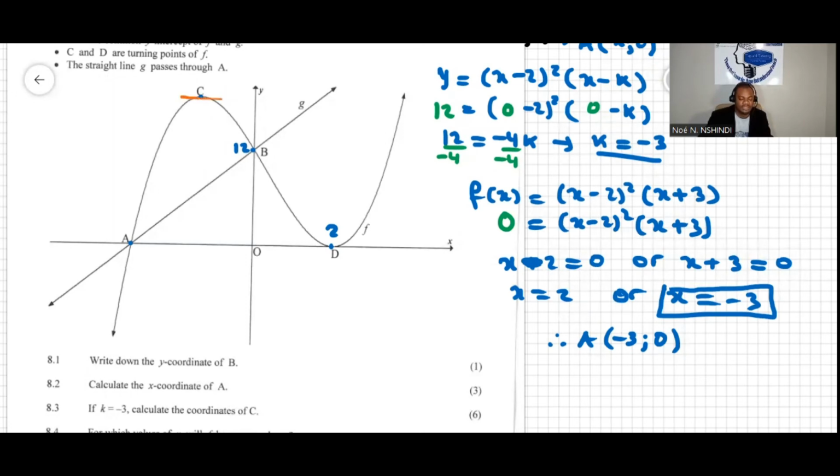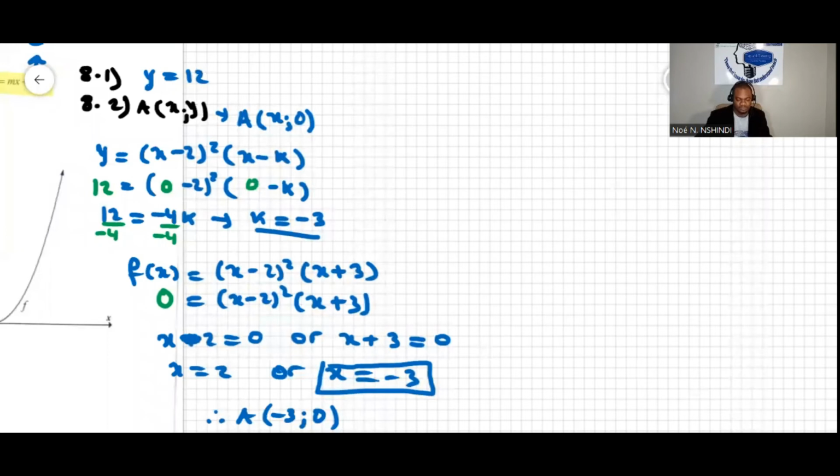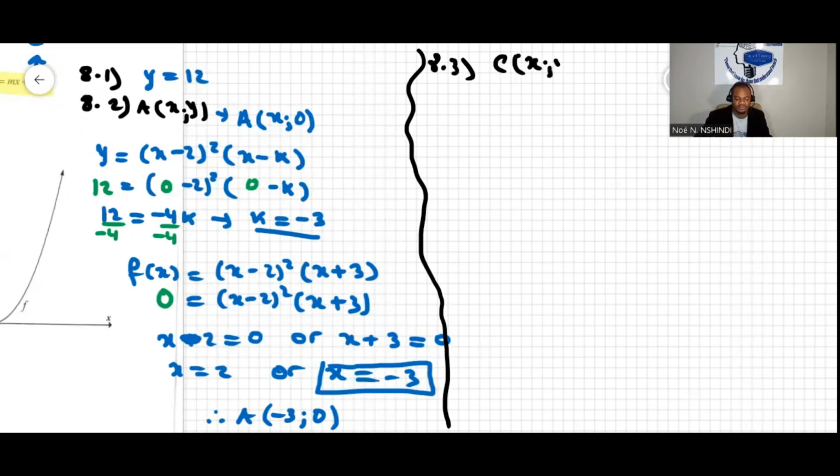The tangent line here has gradient equal to 0. And the gradient at C at this point is just f prime of x. Okay, I'm gonna write here, Question 8.3. We're looking for the coordinates of the point C. Okay, and then we see that C being a maximum or at a turning point, whatever we can call it, like turning point maximum or local maximum, highest point at the turning point.